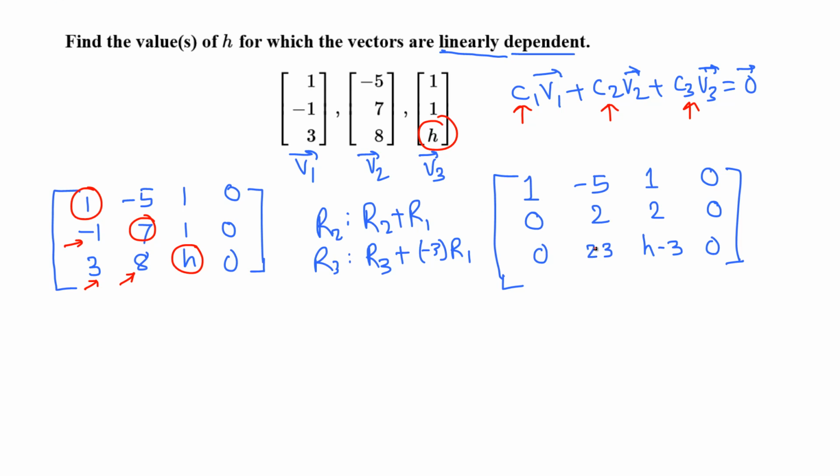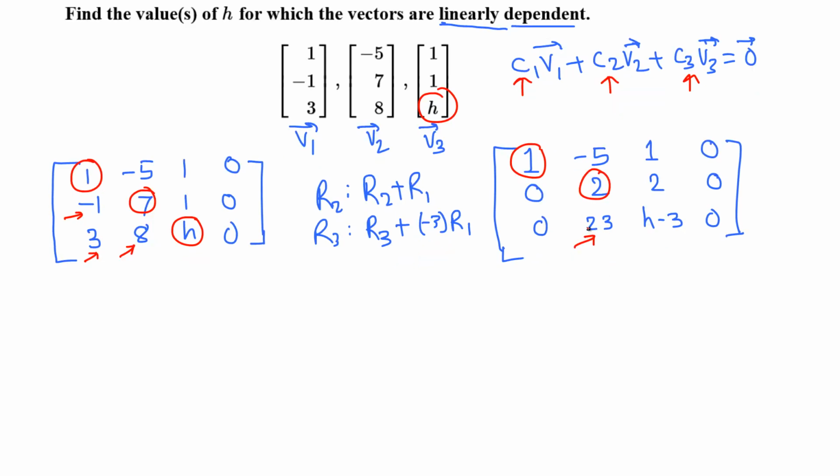Okay, now this is good, so this is a pivot, this is a pivot. To make the next pivot we have to make this 23 into 0. Let's make this 2 into 1 so that it's easier, because we can multiply R2 by 1/2, so 1/2 times 2 will be just 1, and it helps to make this 0. So R2 times 1/2 gives 0, 1, 1, 0, and R3 is 0, 23, h minus 3, 0.